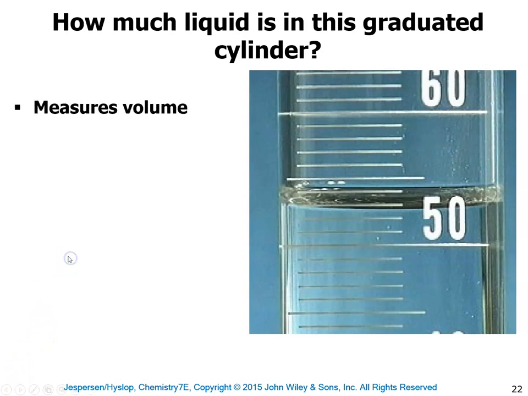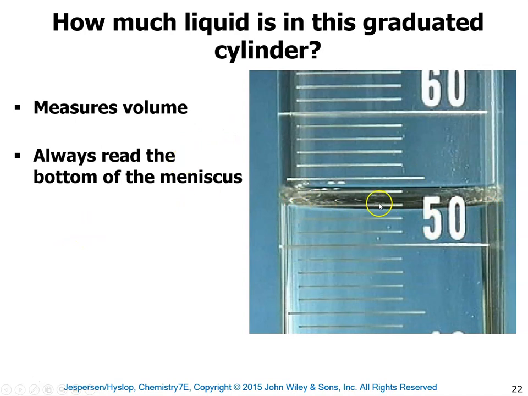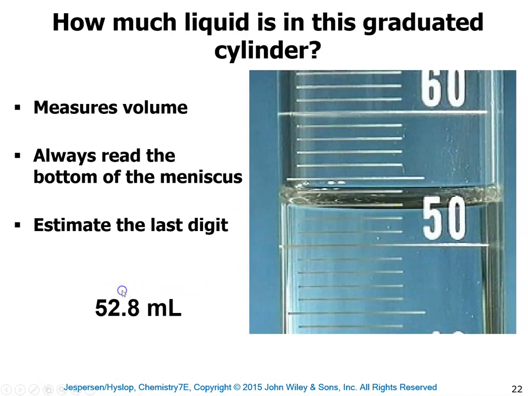So when we're reading volumes from these types of instruments, we always want to read from the bottom of the meniscus. So if you said 51, 2, 3, you were not quite correct because it was less than that. You can see the meniscus is under that 53 mark. And then we always have to estimate that last digit. So it's going to be 52 point, for example, 8. And again, that last one's an estimate. So we know that there's a little bit of error in that last readout, but we hope that the 52 is correct.